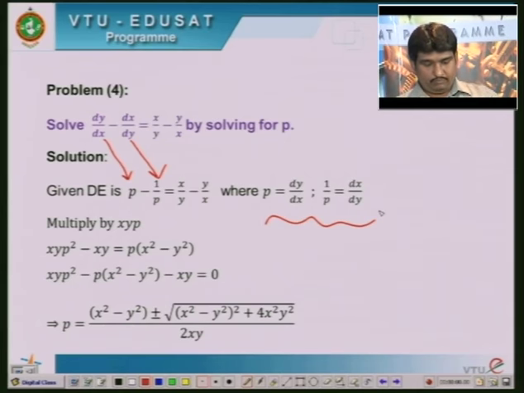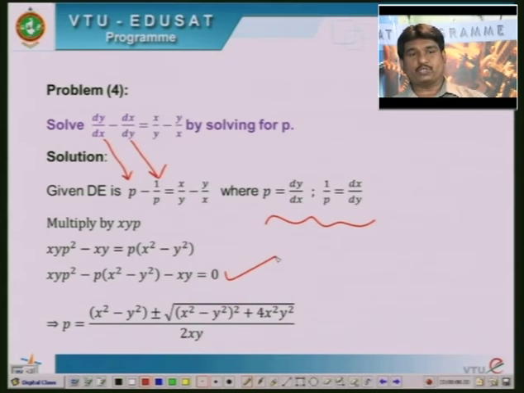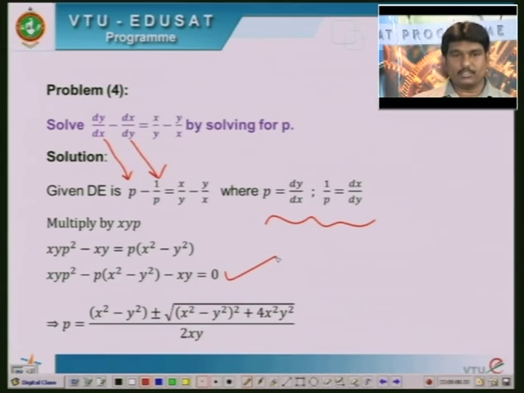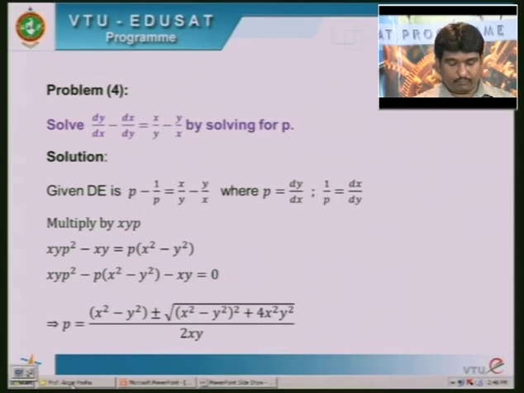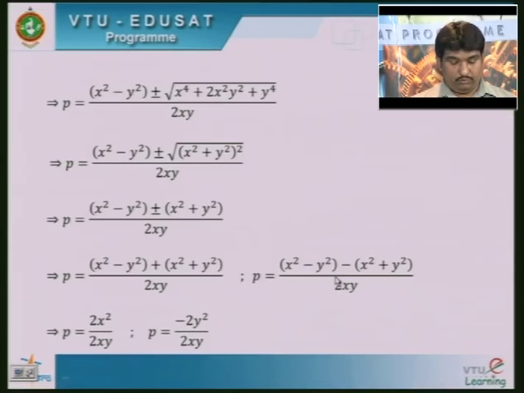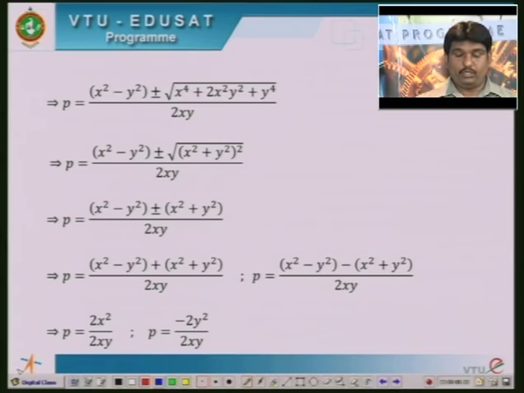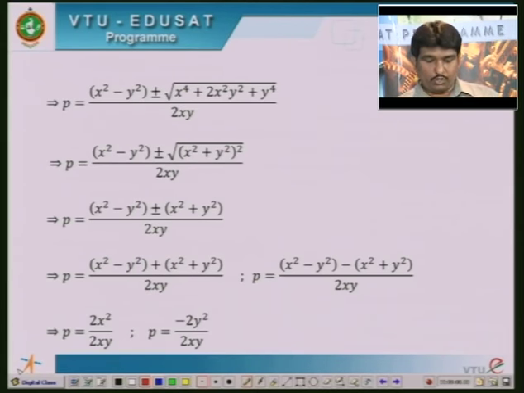by solving quadratic equation: xy into p square minus p into (x square minus y square) minus xy equal to 0. b is minus of (x square minus y square), so this is minus b plus or minus root of b square minus 4ac divided by 2a. You just solve this. p equals (x square minus y square) plus or minus root of (x to the power of 4 plus 2x square y square plus y to the power of 4) divided by 2xy.